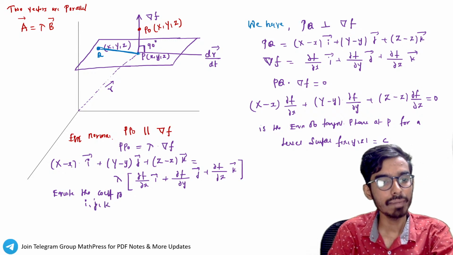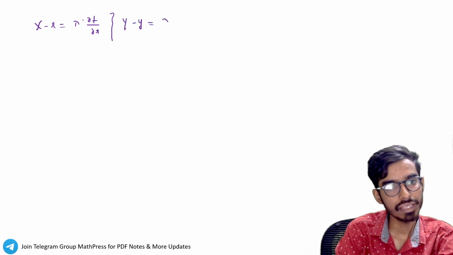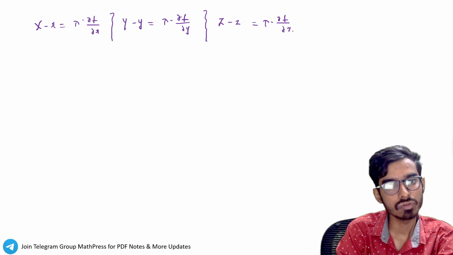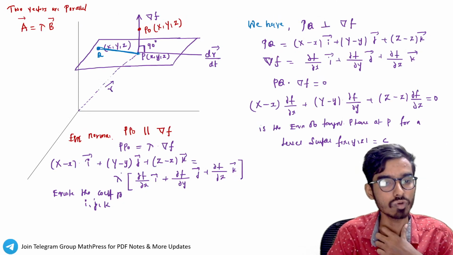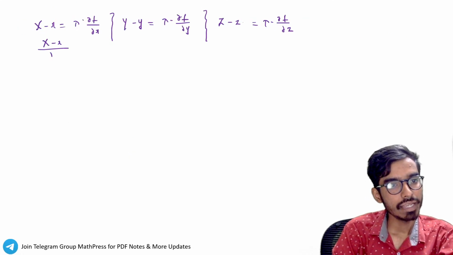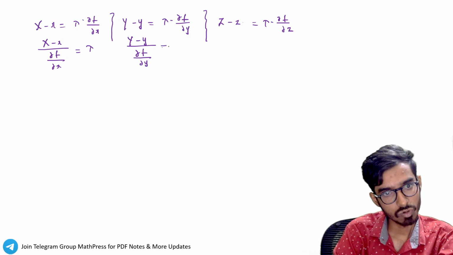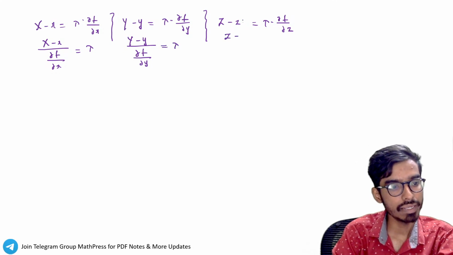So we will have capital X minus small x equal to lambda times dou f by dou x. Capital Y minus small y is equal to lambda times dou f by dou y. Capital Z minus small z is equal to lambda times dou f by dou z, right? I'm just equating the coefficients of i, j, k. So capital X minus small x divided by dou f by dou x is equal to lambda. Capital Y minus small y divided by dou f by dou y is equal to lambda.